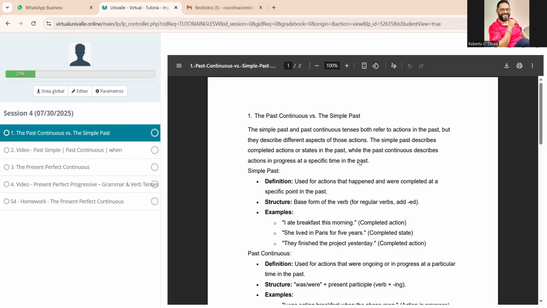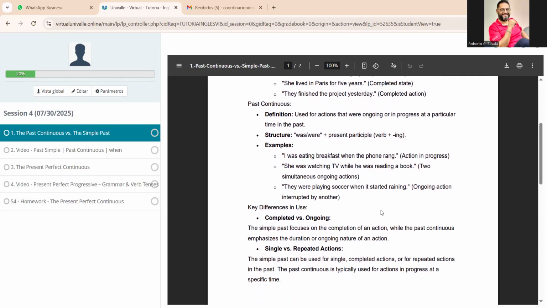Now, past continuous is used for actions that were ongoing or in progress at a particular time in the past. The structure is was, were plus present participle, which is verb ing. Examples: I was eating breakfast when the phone rang. The action was in progress. So technically, you have two actions. You were doing something, a longer action, eating breakfast, when the phone rang. So one action interrupts the other.